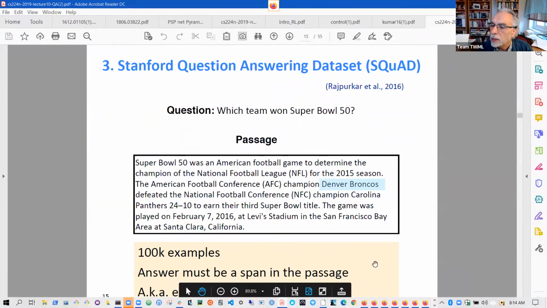Okay, so they call this extractive question answering. I don't know how to get rid of this menu that I don't want, but anyway.